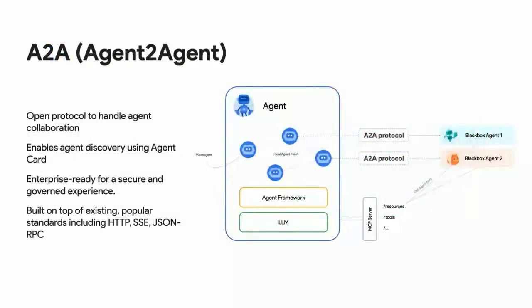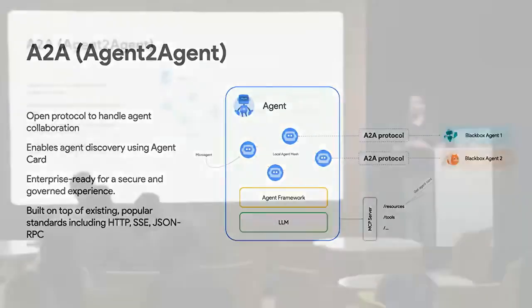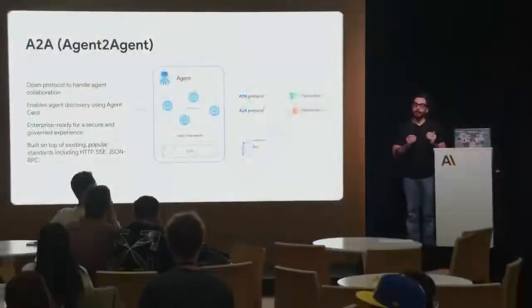So again, it's an open protocol that has been designed to foster agent collaboration, using a very simple concept that I will show you in a minute. But the key thing that I want to share with you is that it has already been designed to be enterprise ready. So it has a bunch of features that will allow you to govern your agents in a secure way. And again, in this case, we didn't reinvent the wheel, because it's based on standard protocols, HTTP and JSON-RPC, something commonly adopted in the industry.